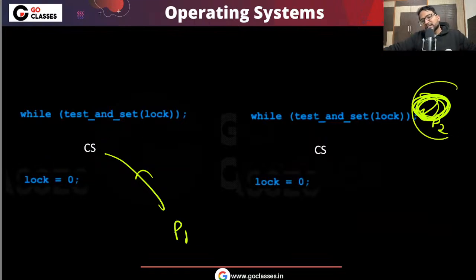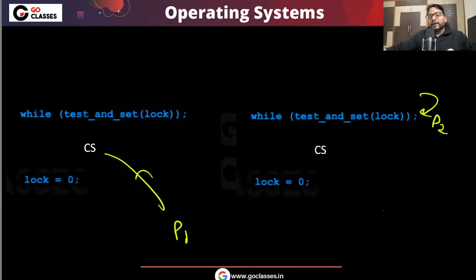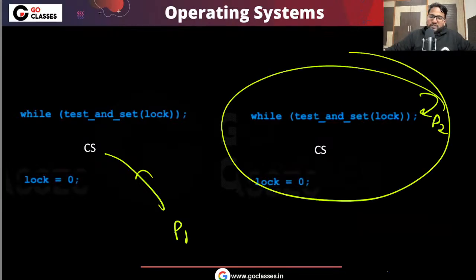And then whenever P2 gets a chance, it is in the loop because P1 is in the critical section. So what do you think, P1 is in the critical section for how long? It may be for a long time, right? Okay. I mean, there's a problem of busy wait.